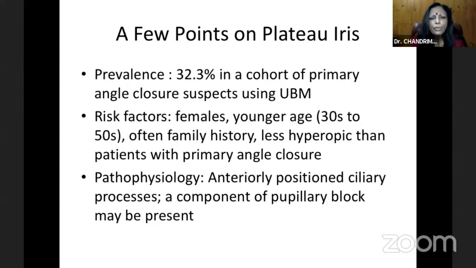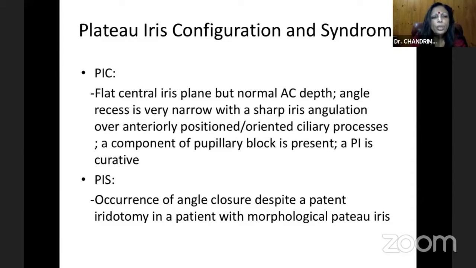It's about 32.3% in the cohort of primary angle closure suspects using UBM, and risk factors are female, younger age, all that you know, pathophysiology also you know. So I'll just go into the difference of the iris configuration, plateau iris configuration and the plateau iris syndrome. So flat central iris plane, but normal AC depth. Angle recess is very narrow with a sharp iris angulation over anteriorly positioned or oriented ciliary processes. A component of the pupillary block is present and a PI is curative here.